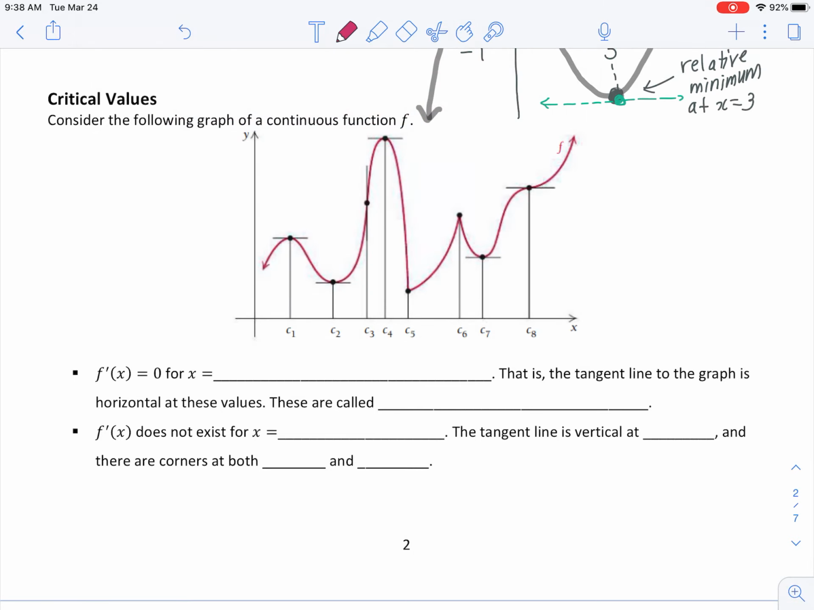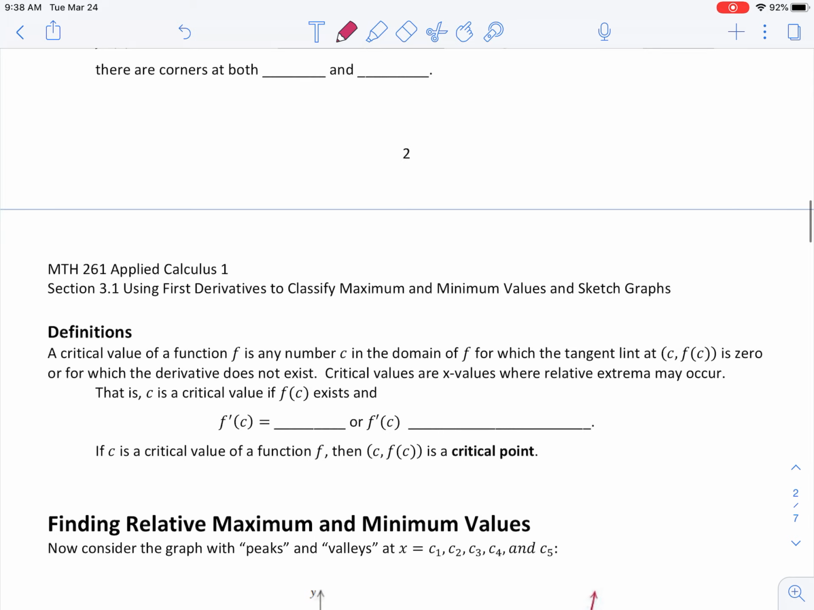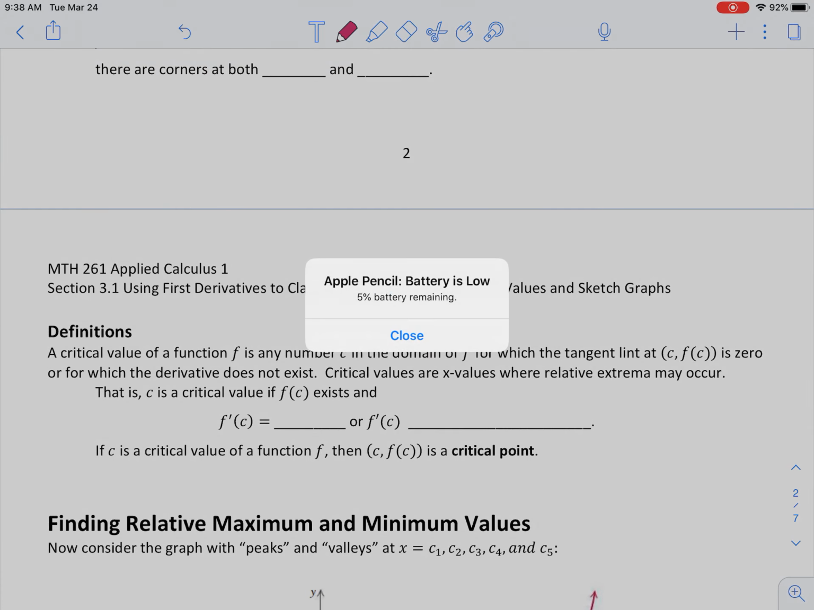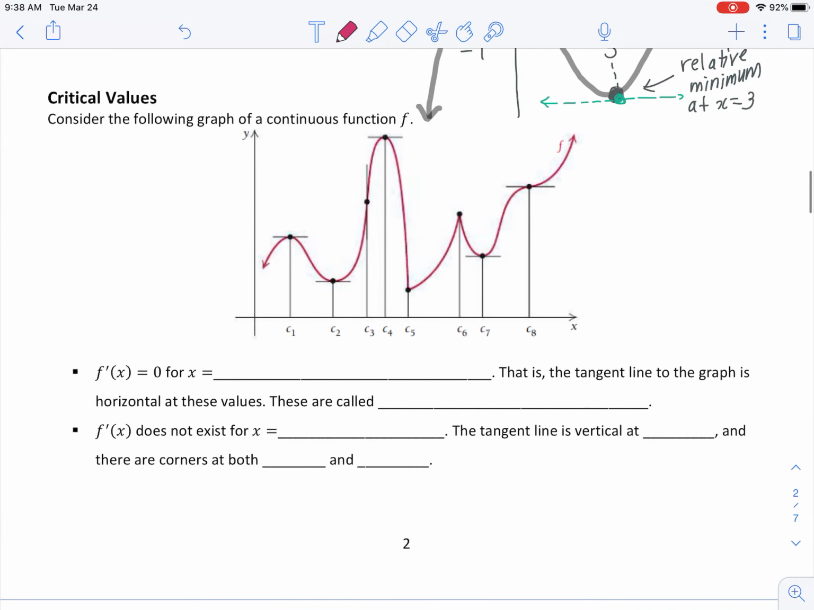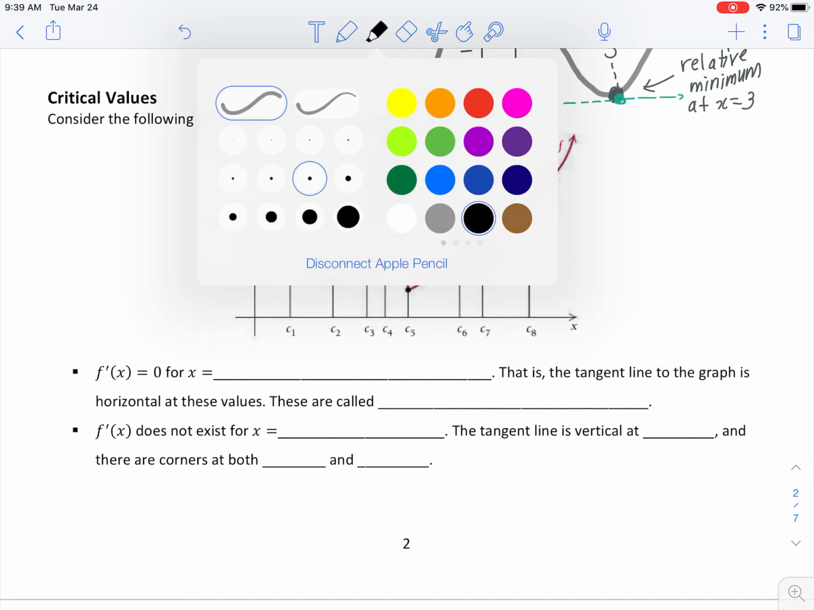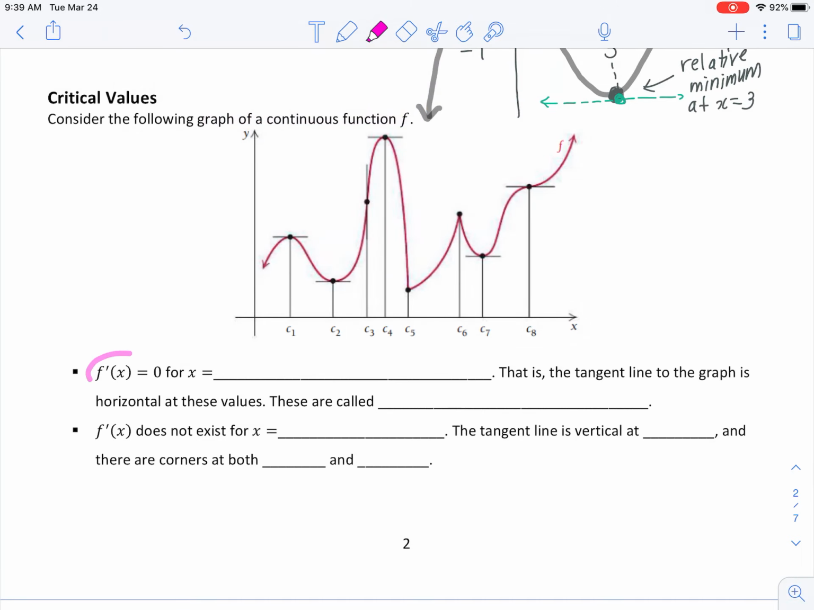Let's read this. I'm going to give you an example first, like a picture first, and then we will do the definition of critical values on page 3, okay? Oh no, my pencil is low on battery. All right. Consider the following graph of a continuous function f. I have 8 different points right here, right? The first couple points, I'm going to ask you to find where f prime of x is equal to 0.